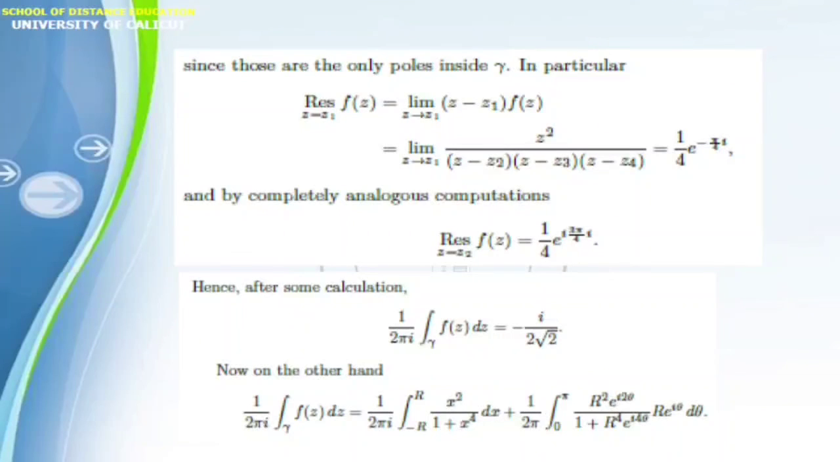Now on the other hand, we have 1 by 2 pi i integral over gamma f of z dz is equal to 1 by 2 pi i integral minus r to r x square by 1 plus x raised to 4 dx plus 1 by 2 pi integral 0 to pi r square e raised to i 2 theta by 1 plus r raised to 4 e raised to i 4 theta times r e raised to i theta d theta.